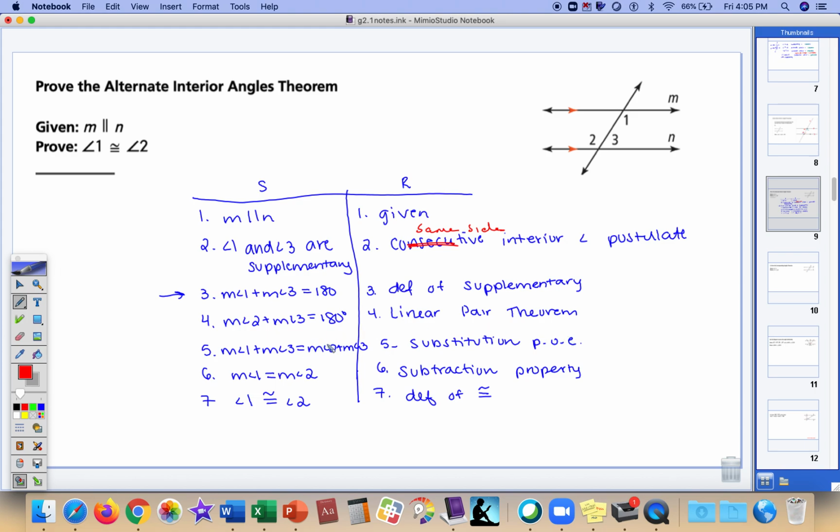And then we can subtract angle 3 from both sides, and we get the measure of angle 1 equals the measure of angle 2, which is the subtraction property of equality. And then, of course, we can say that angle 1 is congruent to angle 2 because of the definition of congruent. So that's the proof of the alternate interior angle theorem.